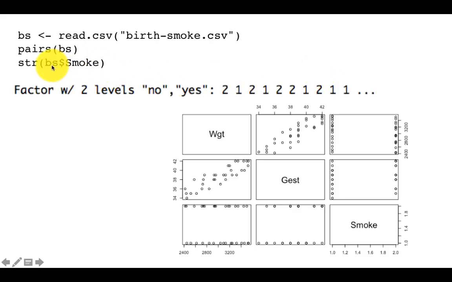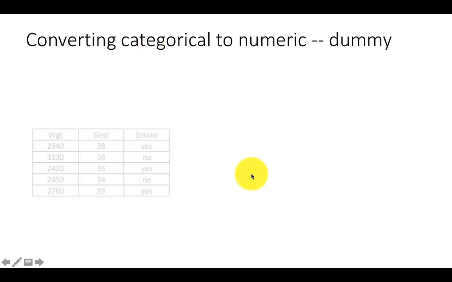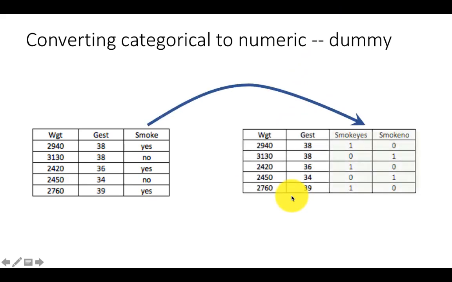Here I just wanted to look at the variable smoke. I did str(BS$smoke). It tells us that it's a factor with two levels, no and yes, and the values are 1 and 2. The first row was a yes, the second row was a no, and so on. Of course, we understand that when we have a categorical attribute used in a numerical context, we have to convert it to a numeric attribute by creating dummy variables, and that's what's going to happen in this particular case.